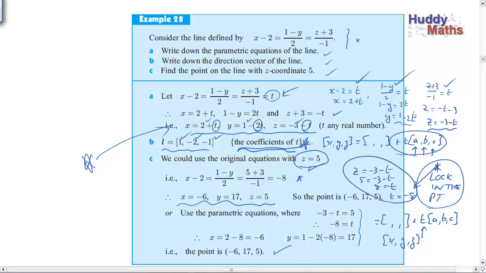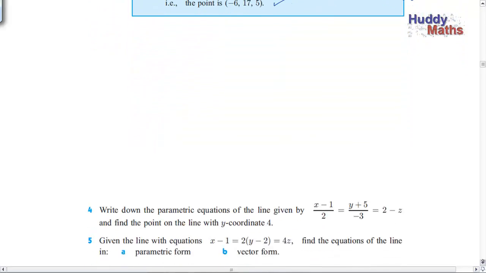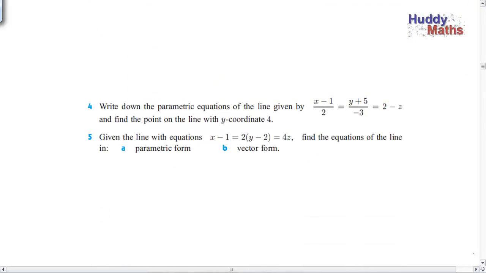Let's have a look at doing some. You need to keep the practising up to make sure you understand what's going on. So here we are, 4 and 5, working backwards and forwards to find the various equations of the line. Just notice they want the vector form, not the direction vector alone, but the vector form. So remember now, the line in 3D, what does it look like?